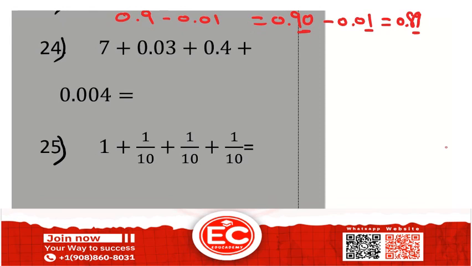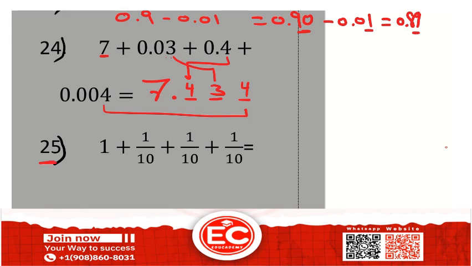24. 7 is a whole number. 3 in the second decimal place, so it's here. 4 in the first decimal place. 4 in the third decimal place. So the answer is 7.434.